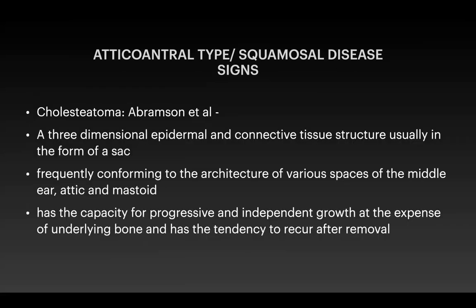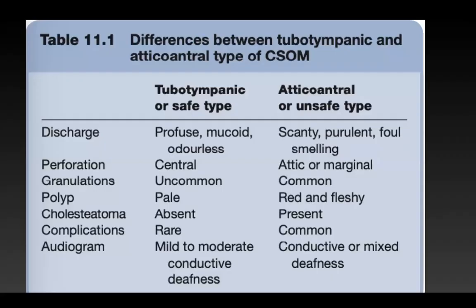A proper definition of cholesteatoma according to Abramson et al. It is a three-dimensional epidermal and connective tissue structure, usually in the form of a sac, frequently conforming to the architecture of various spaces of the middle ear, attic, and mastoid, and has the capacity for progressive and independent growth at the expense of underlying bone and has the tendency to recur after removal.